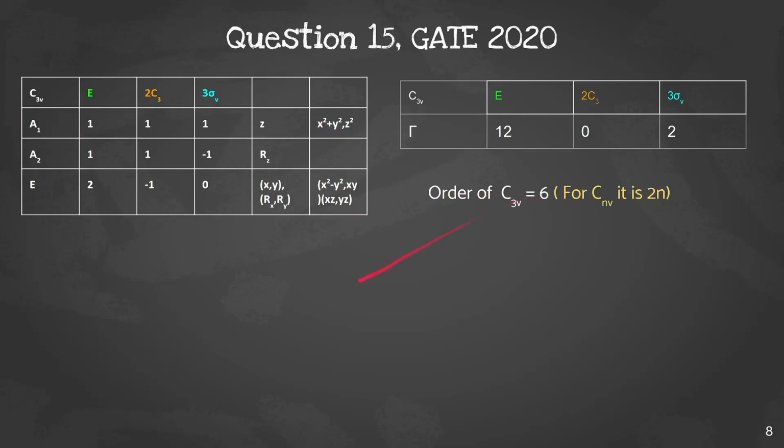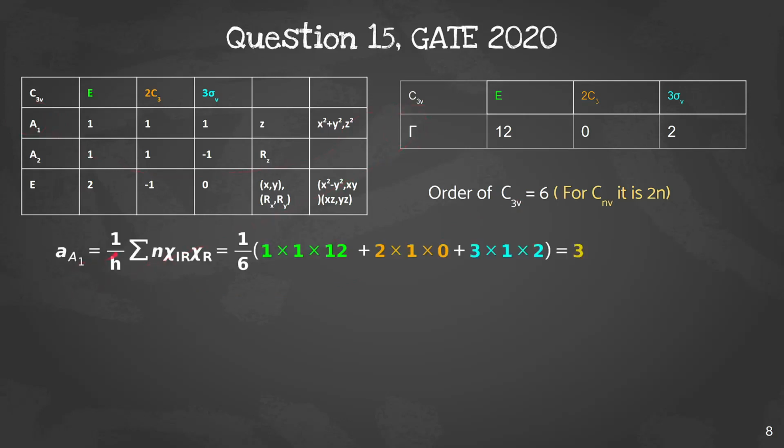Keeping that in mind, let's use the formula and first check how many times A1 will appear in this τ reducible representation. 1/h, where h will be replaced by 6. Now we first start with E. The number of symmetry elements in the E symmetry class is 1, only one identity, so 1 will be there, times χi, the character of the irreducible representation, which is 1, so we replace 1 here, and then we place the character of the reducible representation for E, that is 12.